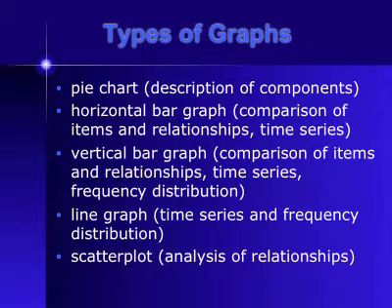A horizontal bar graph or a vertical bar graph are very good for showing comparisons of items and relationships or a time series. A vertical bar graph is also very good for showing frequency distributions. Now, if you need to show a time series and frequency distribution, a line graph would be more useful. But if you're looking for relationships, the scatter plot is your very best choice.